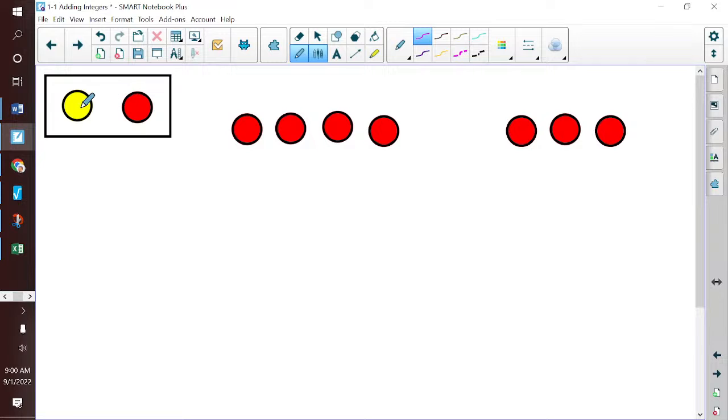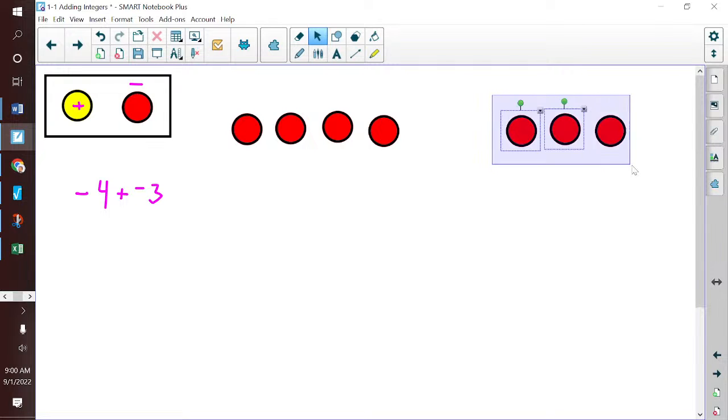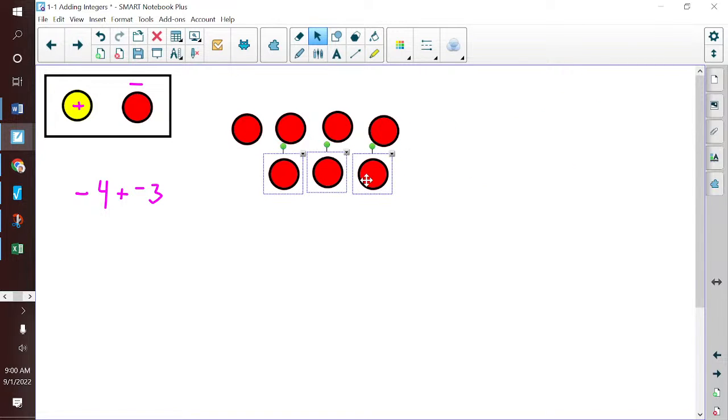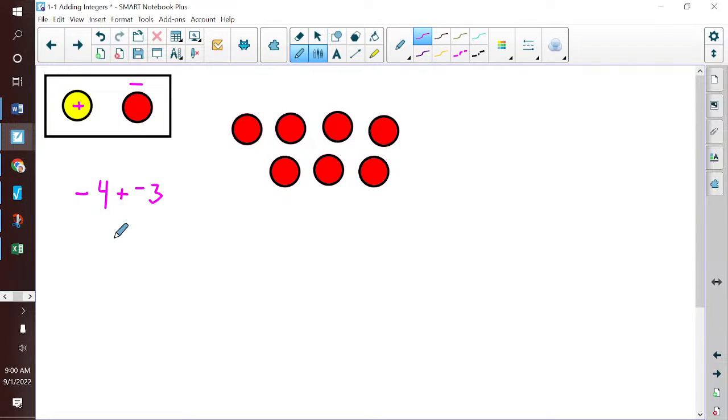So again, this next problem, yellow chips are positive, red chips are negative, but if you look, we're doing -4 plus -3. Well, all we do then is just group these three together with those four, and that tells us that these had the same signs, and the sum was -7.